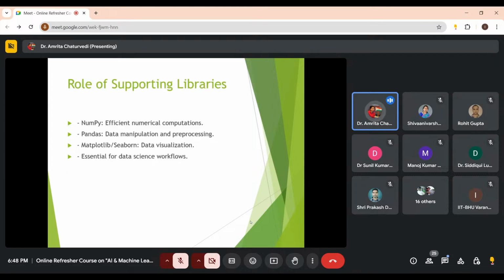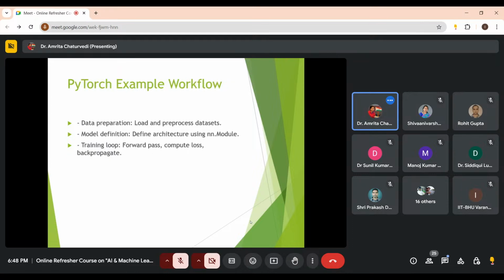Then we have supporting libraries like NumPy, which is efficient for numerical computations, Pandas for data manipulation and pre-processing, and Matplotlib for data visualization, essential for data science workflows. In PyTorch we have data preparation first of all, then model definition, and then you train the loop through forward pass, compute the loss, and then you back propagate.